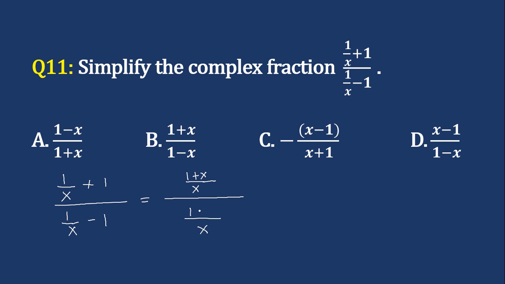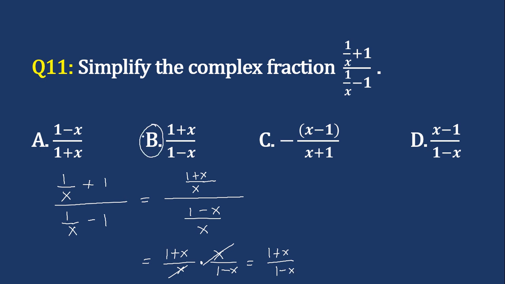So 1 minus x. Take note, if we are dividing fractions, we copy the first fraction and then we invert the other fraction, the divisor, then multiply. So times x over 1 minus x. And then we can cancel x, cancel x. So the result is 1 plus x over 1 minus x. So obviously the answer is letter B.